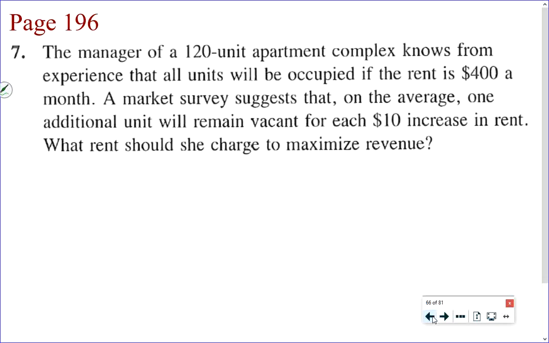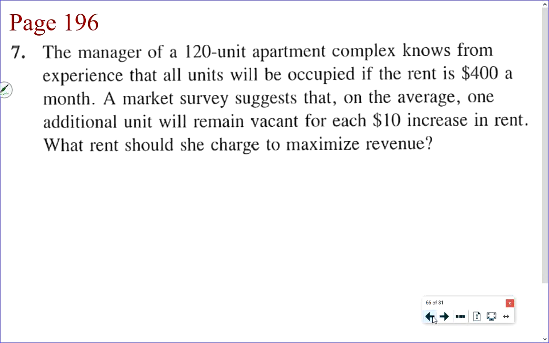So we've got an apartment complex that has 120 apartment units. And this is a very old textbook, obviously. If this person charges $400 a month for rent, no problem renting them all. But they've done a market survey, so they've hired a company who has economists and mathematicians, and they've done surveys. The survey says that on average, if you increase the rent by $10 a month on all of the units, you'll only be able to rent 119.